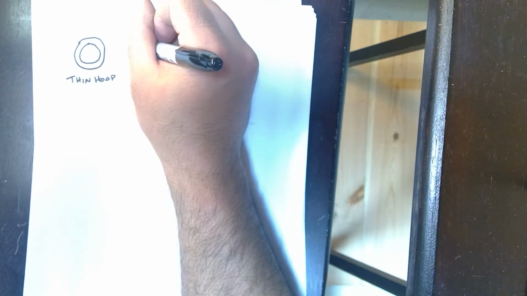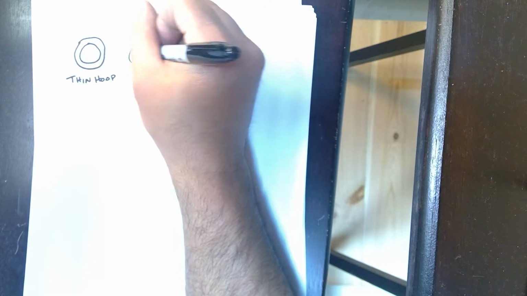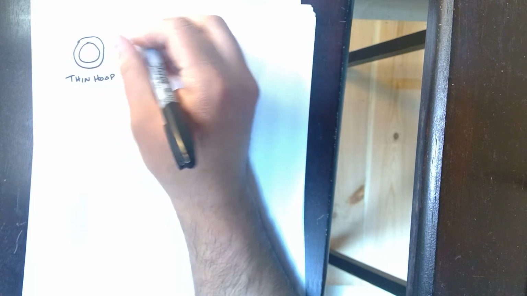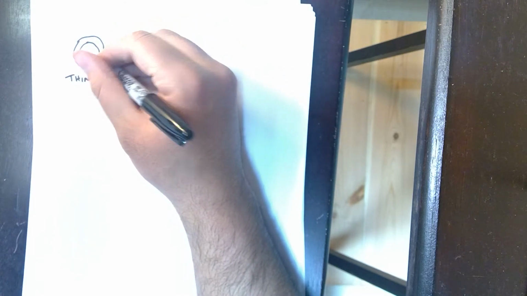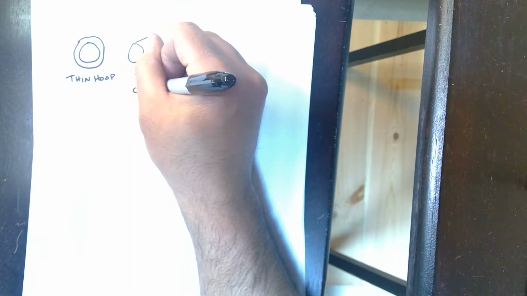The other thing you can have is something like a disc or a cylinder. That would be a very similar shape, but solid throughout. The hoop has all this empty space in between. So we have disc or cylinder, basically the same thing.